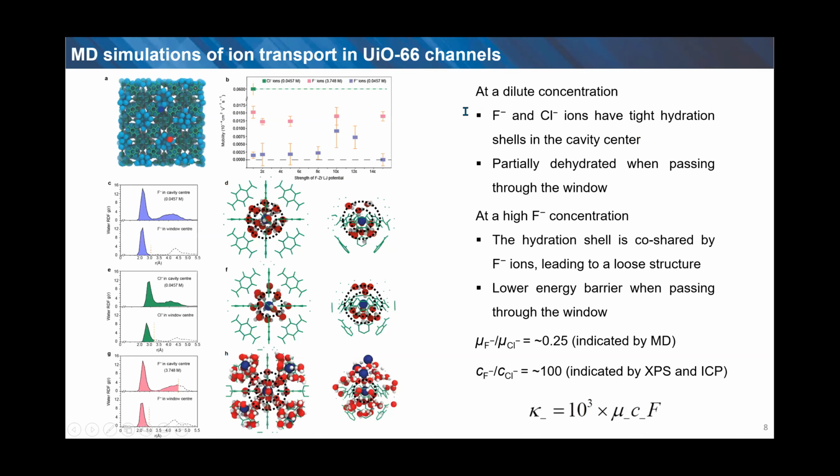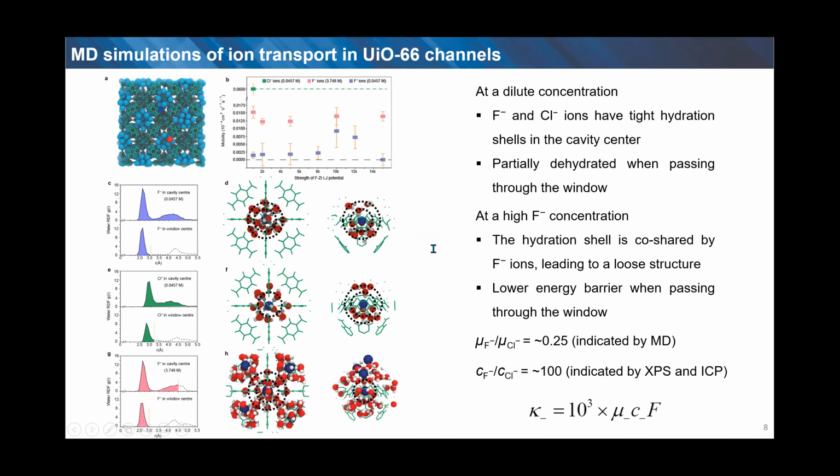At a dilute concentration, in both the fluoride and the chloride channels, fluoride ions have tight hydration shells in the cavity center. They are partially dehydrated through the window, whereas at a high concentration the hydration shell is co-shared by fluoride ions, leading to a loose structure. As a result, a lower energy barrier is required when fluoride ions pass through the window. And from this figure, we can see the fluoride mobility increased obviously with increasing fluoride ion concentration.